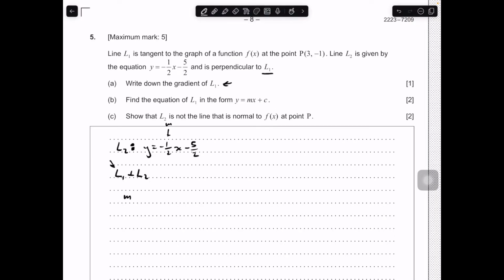we can take m of L2, which is equal to -1/2, and m of L1 is going to be perpendicular, so we want to take the perpendicular. In this case, we switch the top and the bottom and multiply by a negative. Take the negative reciprocal. So it'll be 2 over 1, and it used to be a negative, so let's multiply by a negative. It'll just have a value of 2. There it is. So the gradient of L1 is 2.